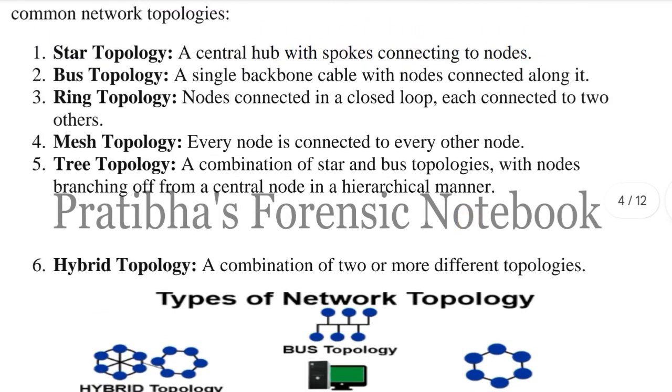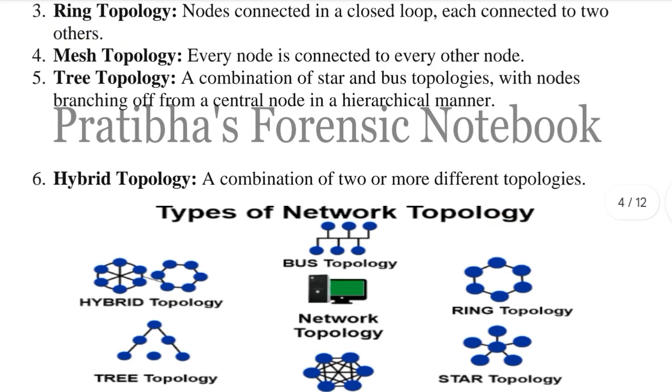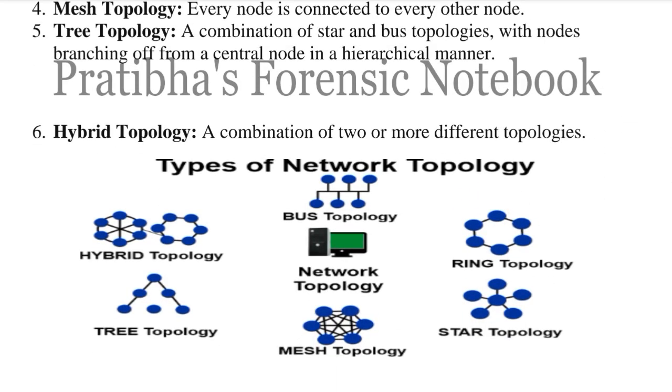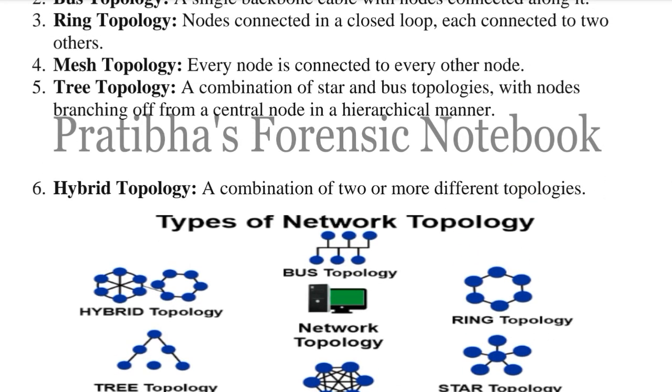Next is bus topology. As you can see in the picture here, it is a single backbone cable with nodes connected along it, and the hubs are connected through this backbone cable. Next is ring topology. In ring topology, nodes are connected in a closed loop and each is connected to two others.